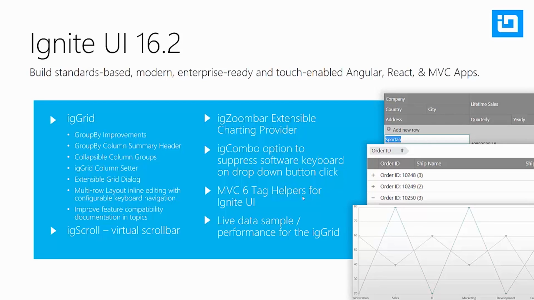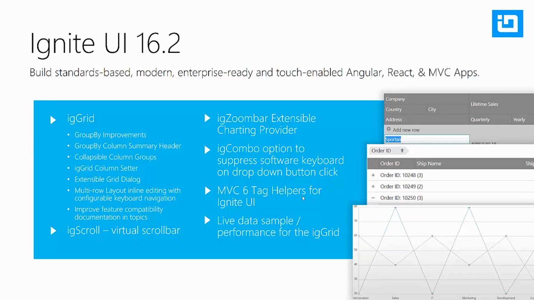apps. So as we go into some of the demos later, you'll see a lot of different improvements on the IG grid, some group by improvements. We enhanced a feature that we added in Windows Forms and WPF in 16.1 around collapsible column groups. Well, that's now on the JavaScript grid.